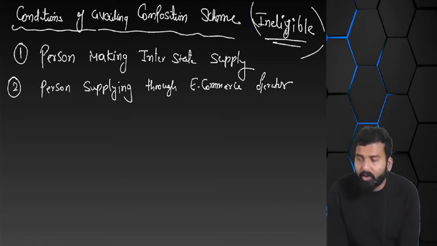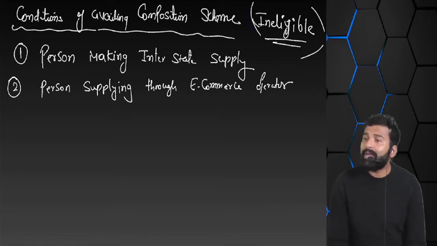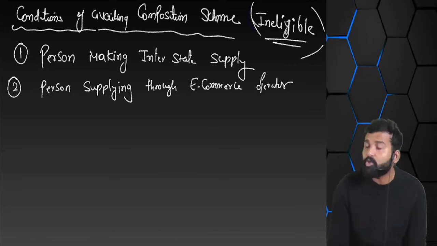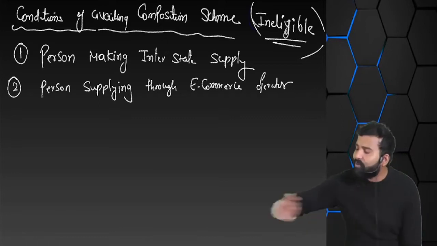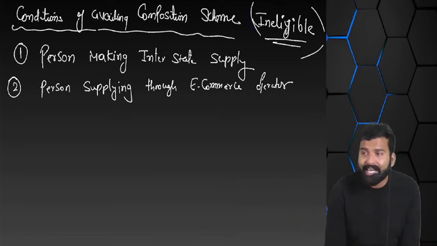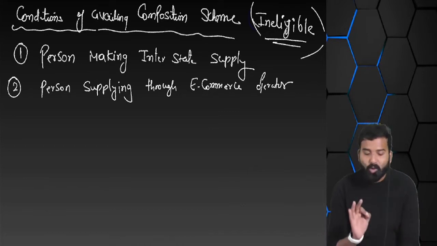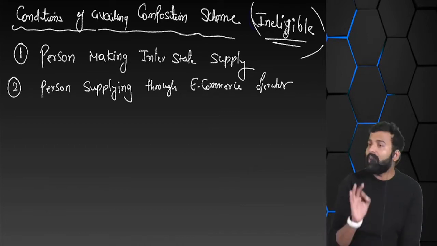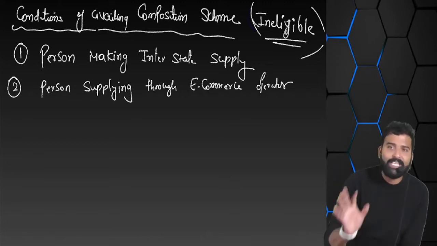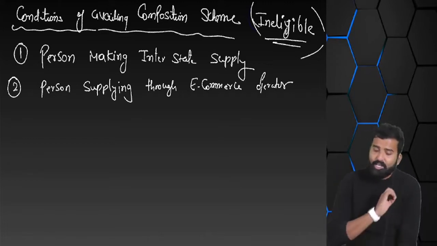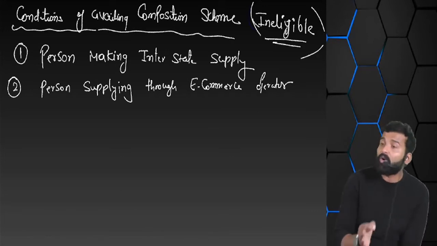So first of all, a composition person cannot make interstate sale. There is a question whether a composition person can make interstate purchase. Yes, of course. There is no problem in interstate purchases. The problem is with interstate sale. You can purchase from anywhere in India, but you cannot sell outside the state. You can only sell local. You can purchase from outside the state, but you cannot sell outside the state.